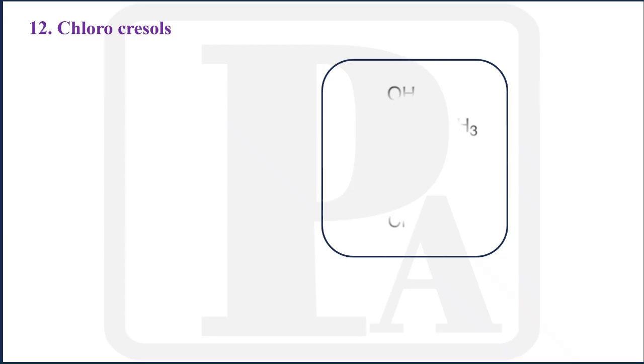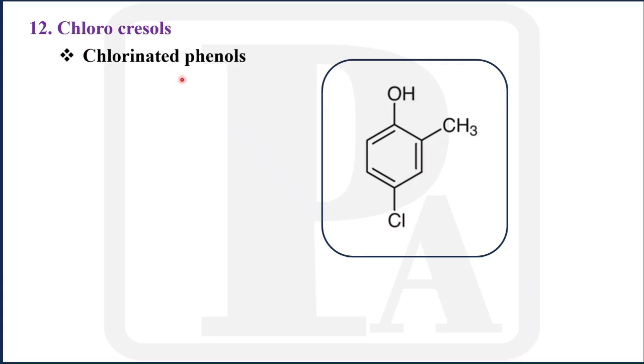Now we are going to see chlorinated cresols or chlorocresols. So cresol with one chlorine. This is orthocresol with one chlorine in the para position, that is called chlorocresol. It is otherwise called a chlorinated phenol or a methylated phenol, and used as an antiseptic and preservative. So next one is thymol.